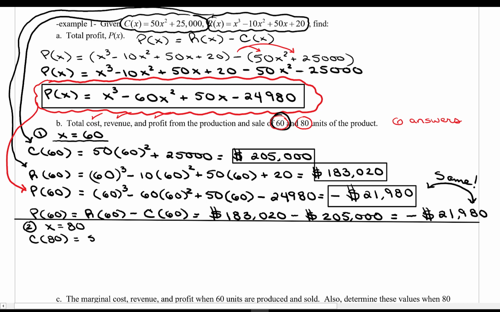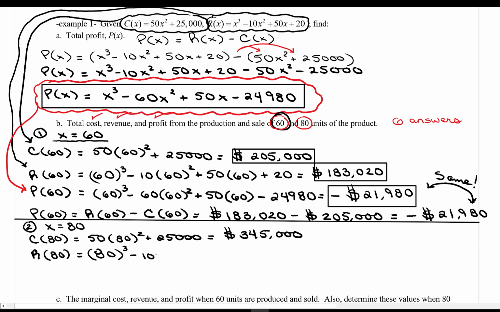Number 2, now we're going to check for x equal to 80. So I'm going to have C of 80 equals 50 times 80 squared plus 25,000. This is going to be equal to $345,000. R of 80 is going to be equal to 80 raised to the third power minus 10 times 80 squared plus 50 times 80 plus 20. And this is going to be equal to $452,020.